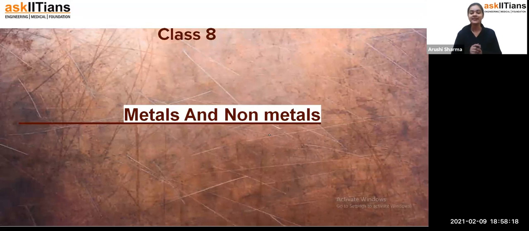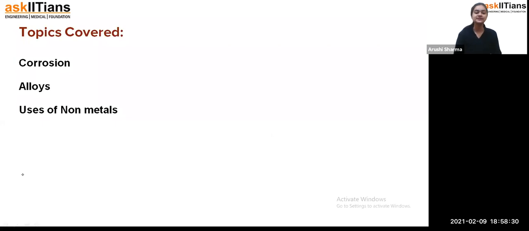Now we are going to continue with the same chapter, because we have some topics left, but they are very easy. It's not that they are difficult, they are very simple. The topics we are going to cover in today's class are corrosion, then we are going to see what alloys are, and then we'll see the uses of non-metals. So students, now we are going to study corrosion.